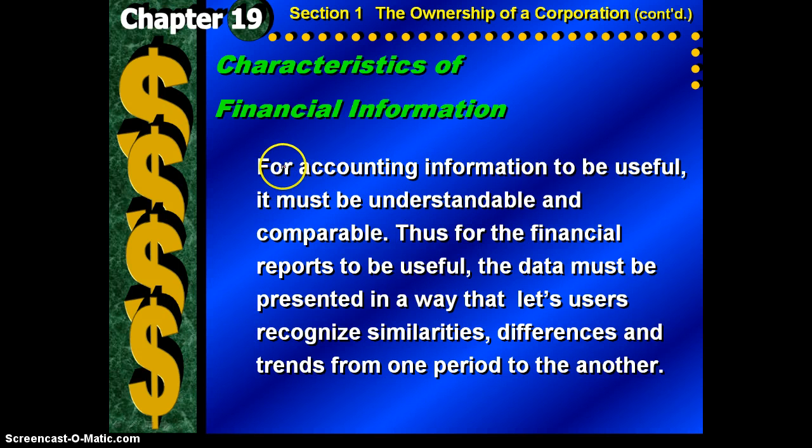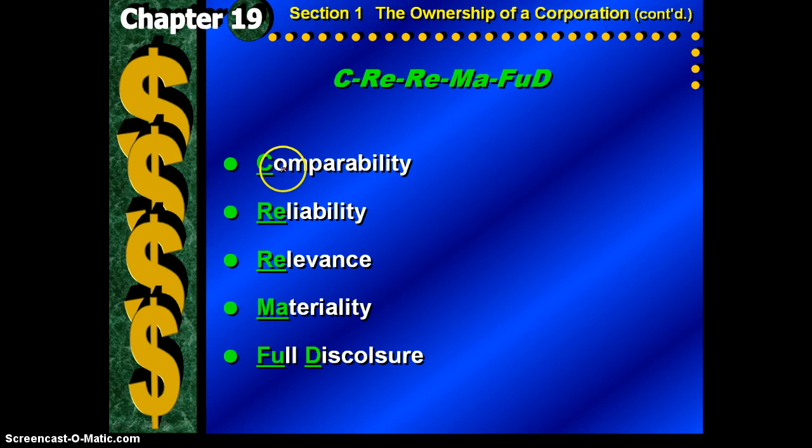Continuing with characteristics of financial information. For accounting information to be useful, it needs to be understandable and comparable. Thus, for the financial reports to be useful, the data must be presented in a way that lets users recognize similarities, differences, and trends from one period to another. There are five characteristics: comparability, reliability, relevance, materiality, and full disclosure. I like to think of it with this acronym: C-RE-RE-MOD-FUD, which stands for comparability, reliability, relevance, materiality, and full disclosure.